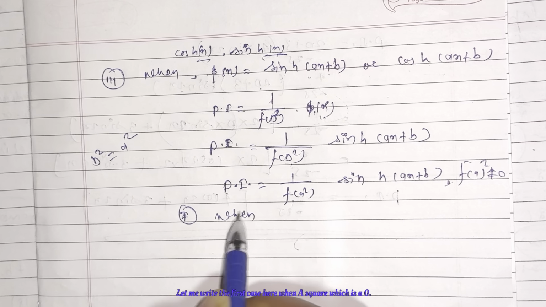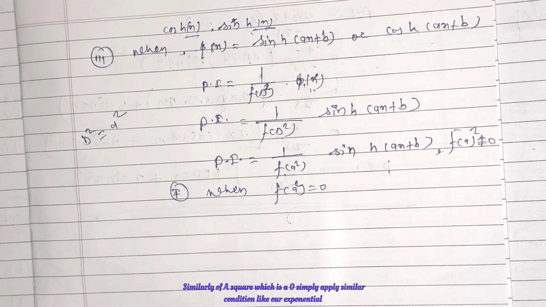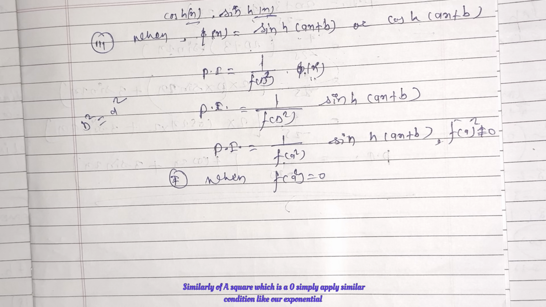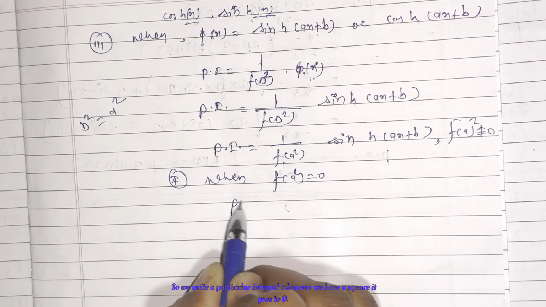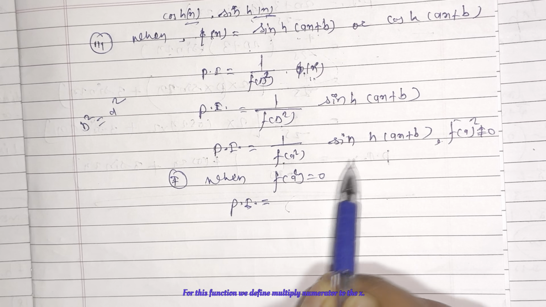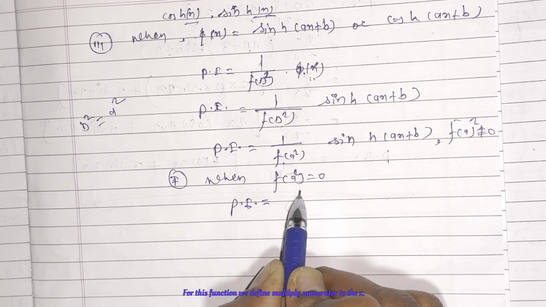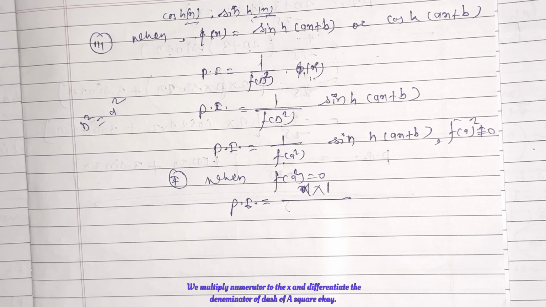Whenever f of a square is 0, simply apply a condition similar to our exponential or trigonometric function: multiply the numerator by x and differentiate the denominator. So we write the particular integral, whenever f of a square goes to 0, for this function, by multiplying the numerator by x.